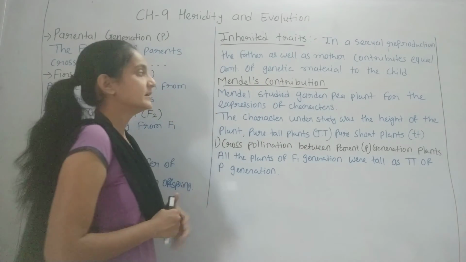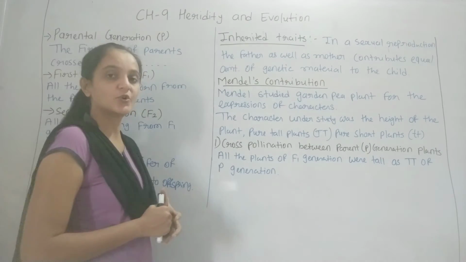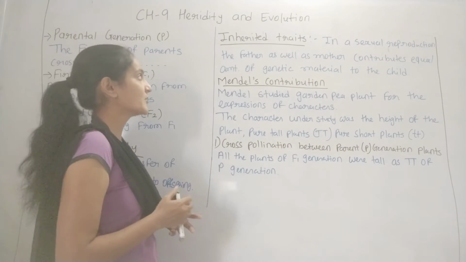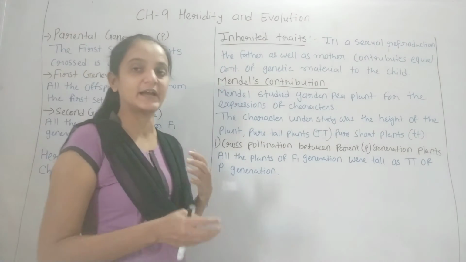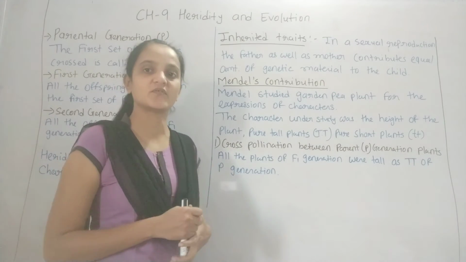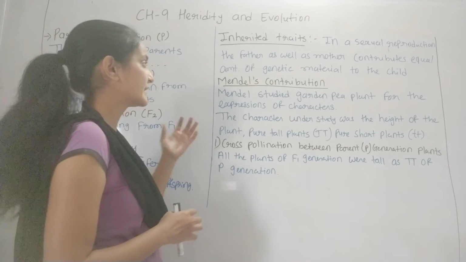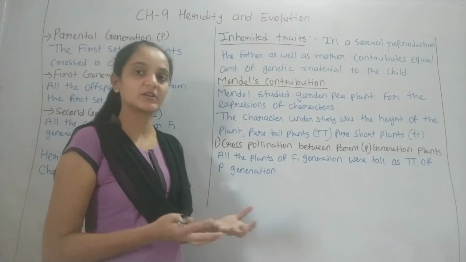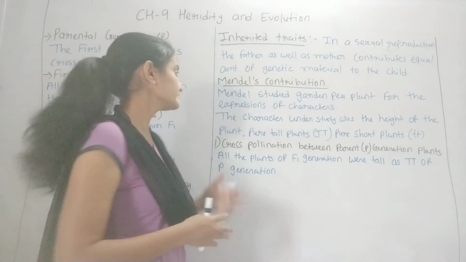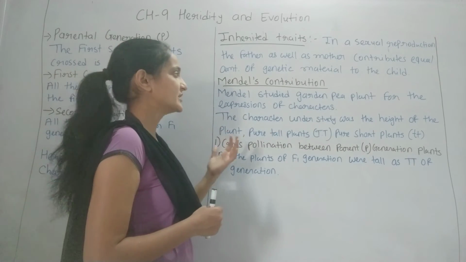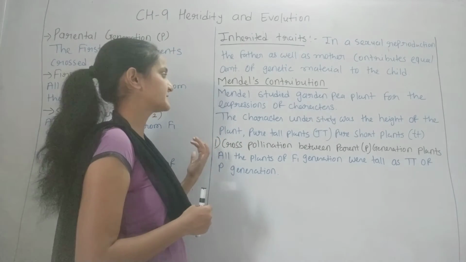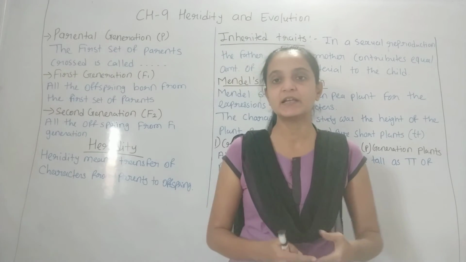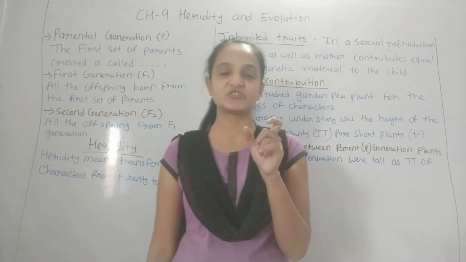Okay. Now the next topic is Mendel's contribution. There is a scientist named Mendel who made a contribution in the identification and observation of inherited traits, right? So Gregor Mendel, his full name is Gregor Mendel. So let's see what contribution Mendel made. First of all, Mendel studied the garden pea plant for the expression of characters, right? So to study inherited traits, he took a garden pea plant, मटर जिसको हम बोलते हैं, right?